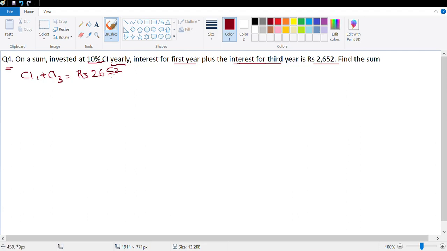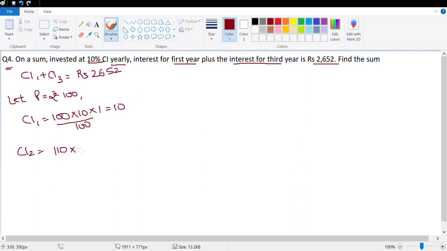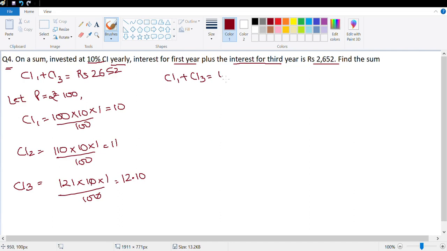Let's again use the unitary method. Let P be equal to rupees 100. CI1 will be equal to 100 into 10 into 1 upon 100. That's 10. CI2 would be equal to 110 into 10 into 1 upon 100. That's 11. CI3 would be equal to 121 into 10 into 1 upon 100. So that's 12.10.